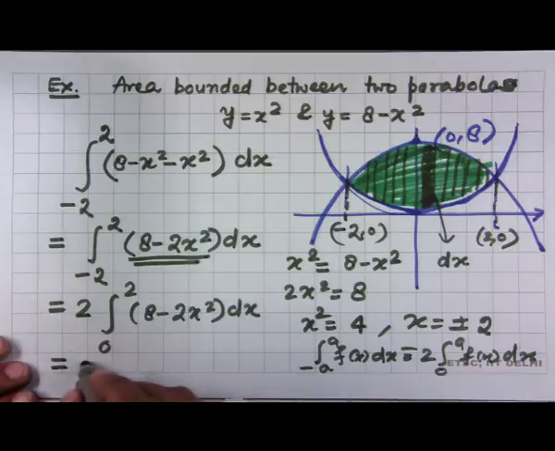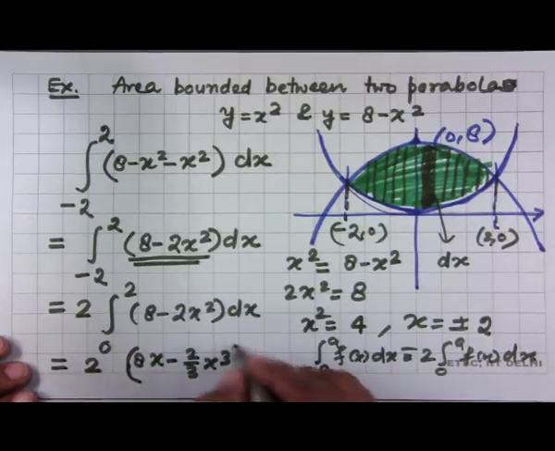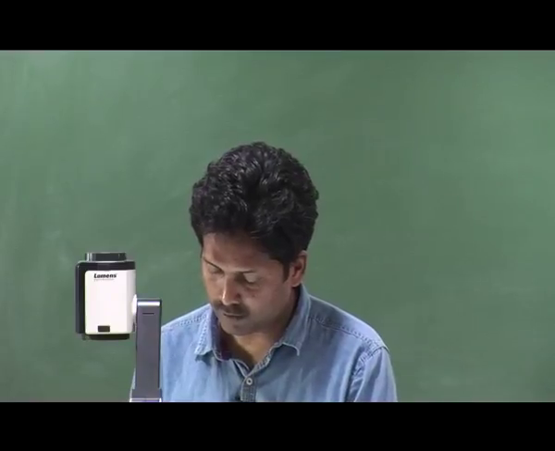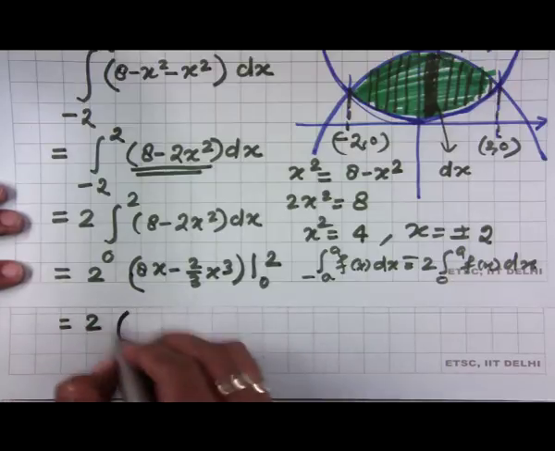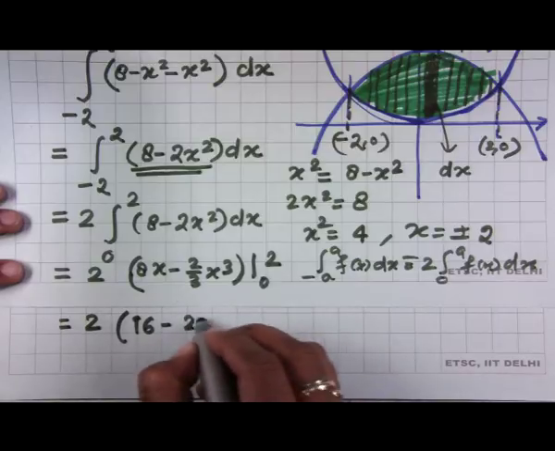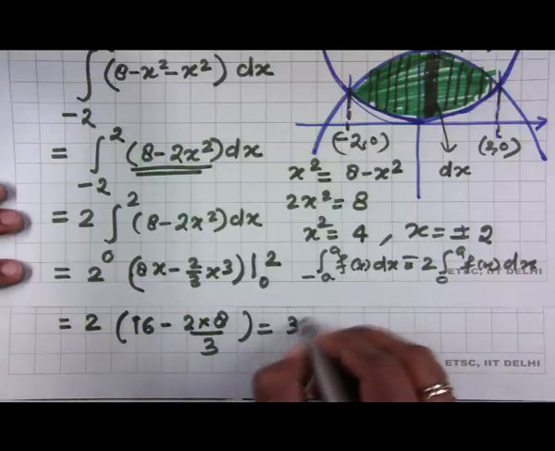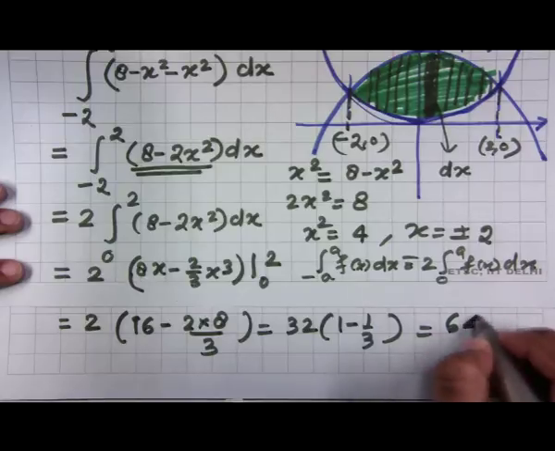This is equal to 2 times 8x minus 2 by 3 x cube, from 0 to 2. So we get the value of the required area as 2 times 16 minus 16 by 3, which is 64 by 3.